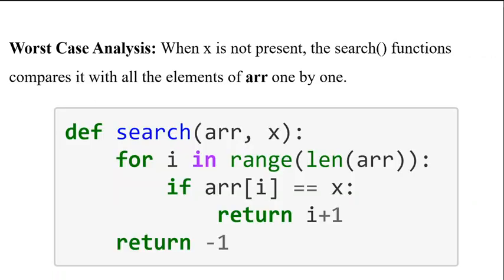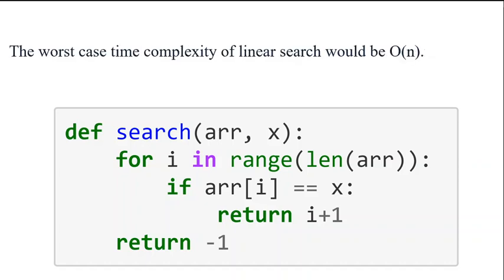Also, we have pseudocode where x is not present, and the search function compares it with all the elements of our array one by one. As you can see in the Python pseudocode said before, this is what would happen if x would not be found there. And the worst case time complexity would be big O of n.